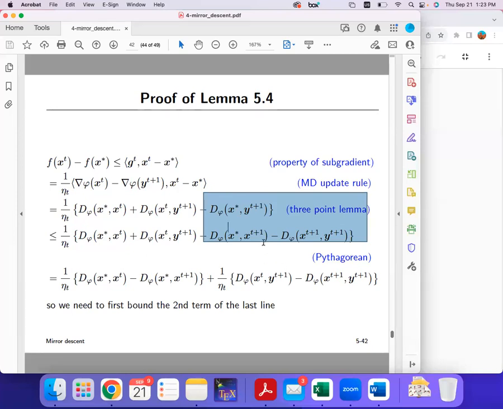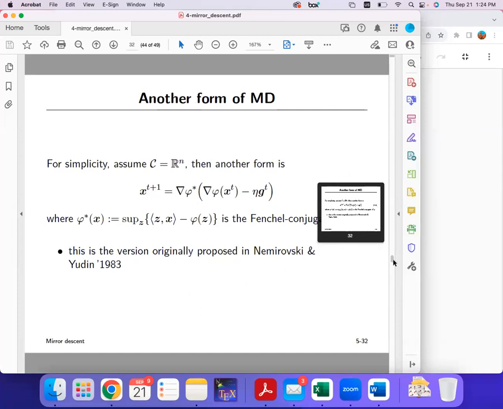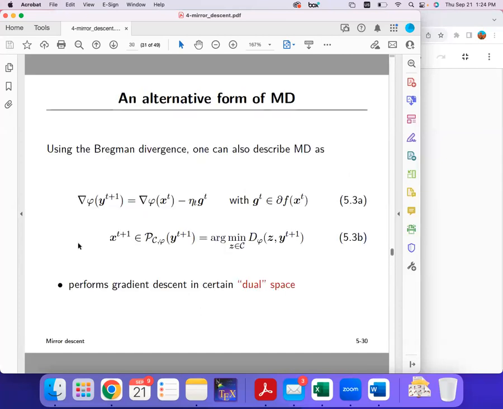And here, notice that x_{t+1} is a projection of y_{t+1} onto the set C. Go back to this alternative form of mirror descent. x_{t+1} is the projection of y_{t+1} onto set C. That's why you can apply that Pythagorean lemma.